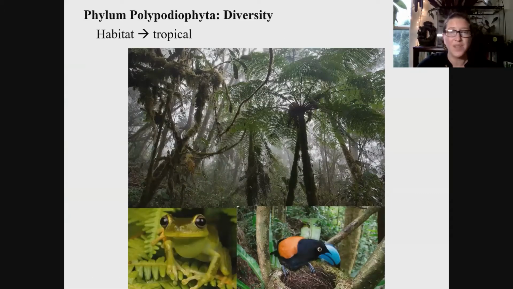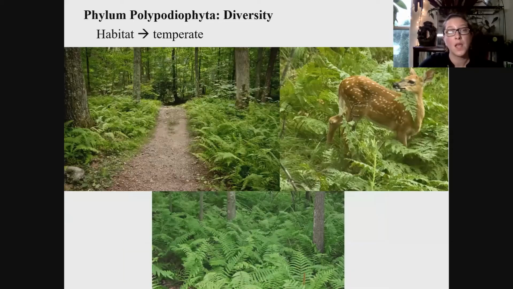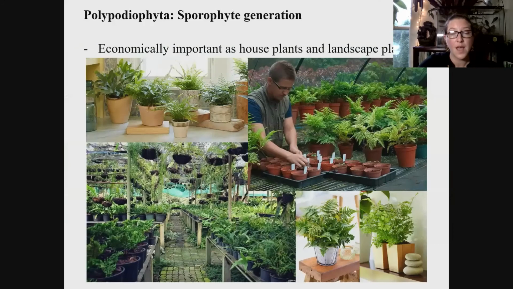Where do ferns live? Lots of places. A lot of ferns live in tropical environments, as shown here. Of course, in our region, which is a temperate region, they occur here as well. They're very important economically as houseplants and landscape plants.